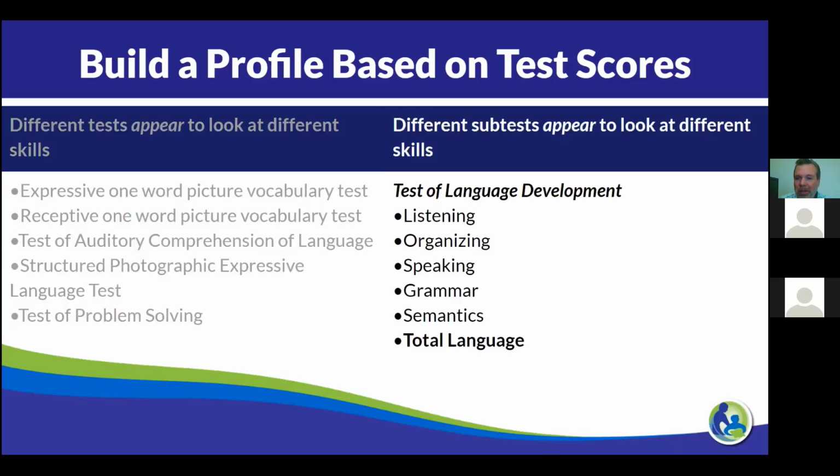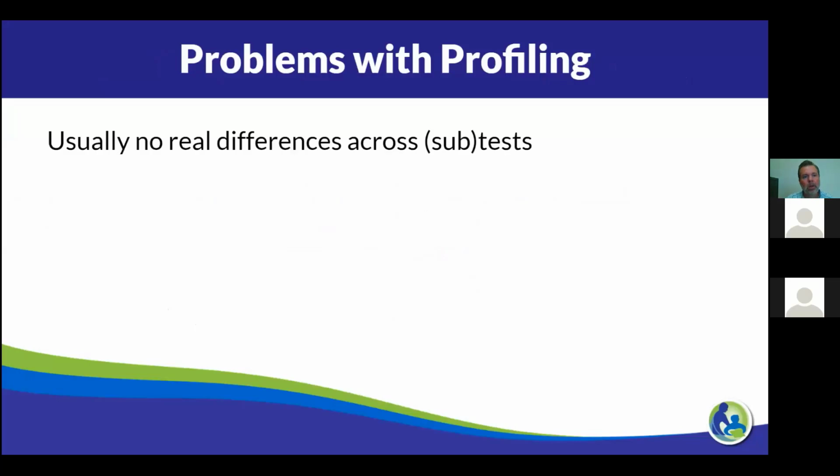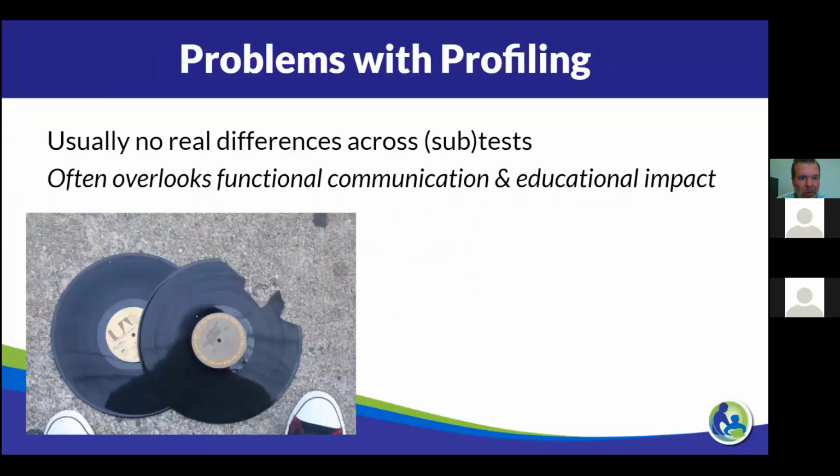We can even be tempted to look at differences between these individual subtests. So the TOLD has listening, organizing, speaking, grammar, semantics, total language. Again, if we see these subtle differences, oftentimes there's not a lot of reality to those differences. So like I said, usually there's no real differences, and often, now I'm getting to be Mr. Broken Record, often it overlooks that functional communication and the educational impact.